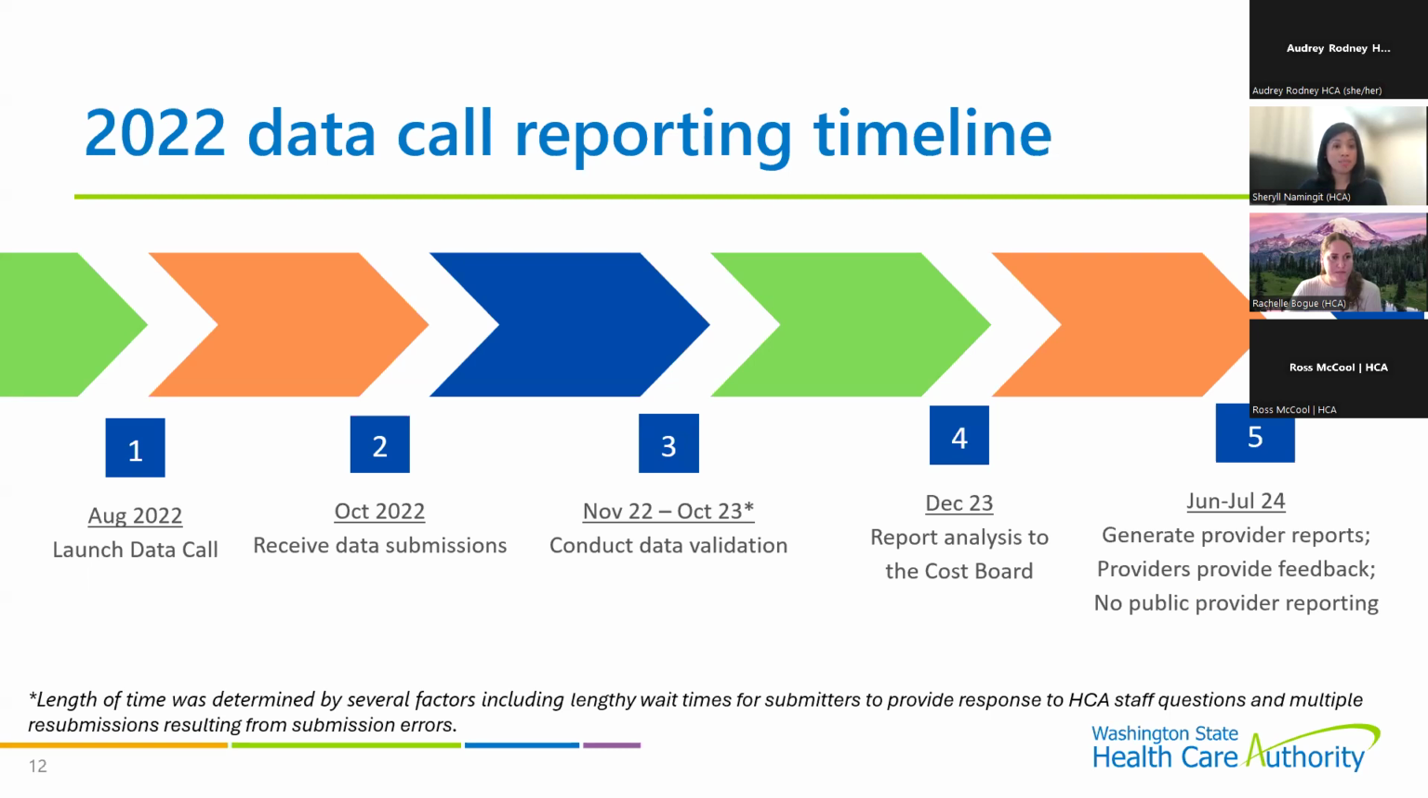And so 6 months later, here we are in this webinar, and we are explaining what the provider reports are that we will generate sometime in the end of June to early July. And we will send this to large provider entities, and then we welcome feedback from providers on the reports that they will receive. It is also worth noting that for this data call that collected 2017 to 2019 data, there will be no public reporting. And so providers will just have information on their own performance.